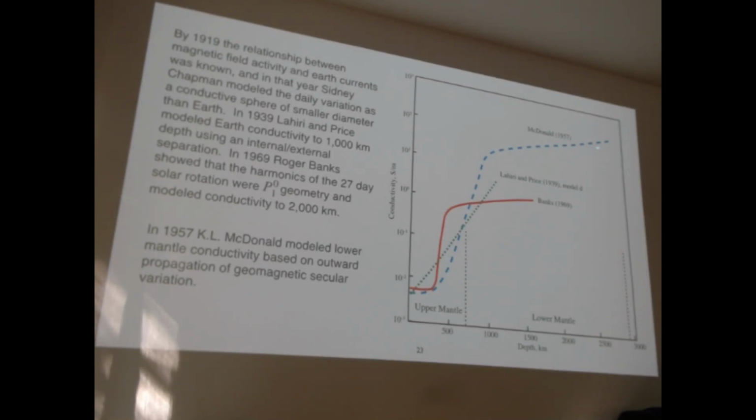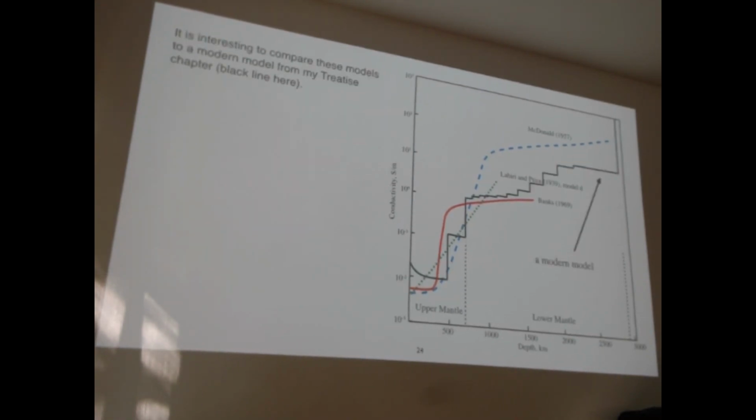To try and get to the lowermost mantle, McDonald looked at the secular variation from the Earth's core, which you've probably heard about in the core field part of this class. Basically, he tried to work out how the electrical conductivity attenuated those variations with depth, and he produced this model. Even though these are the very first models of the deep Earth conductivity, they're not bad.